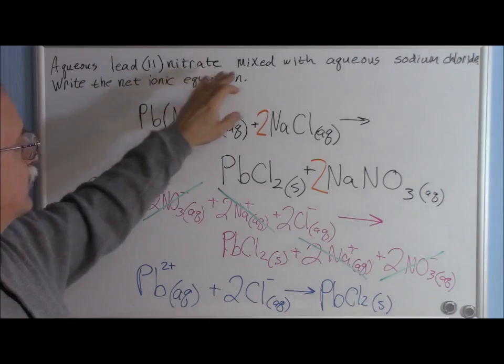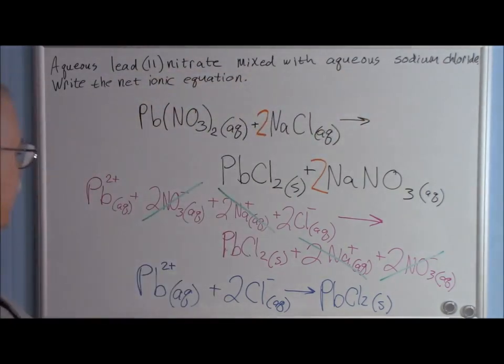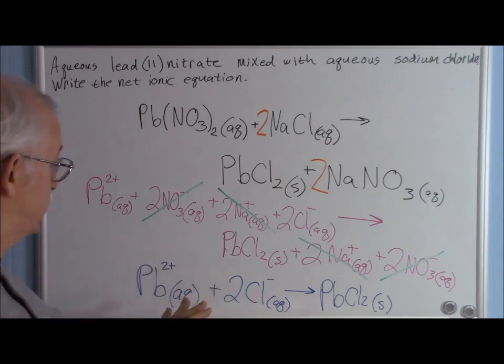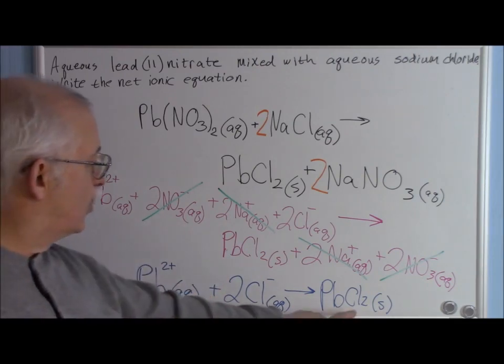aqueous lead 2 nitrate mixed with aqueous sodium chloride. You can see that the net ionic equation really tells me what components go into making the precipitate.